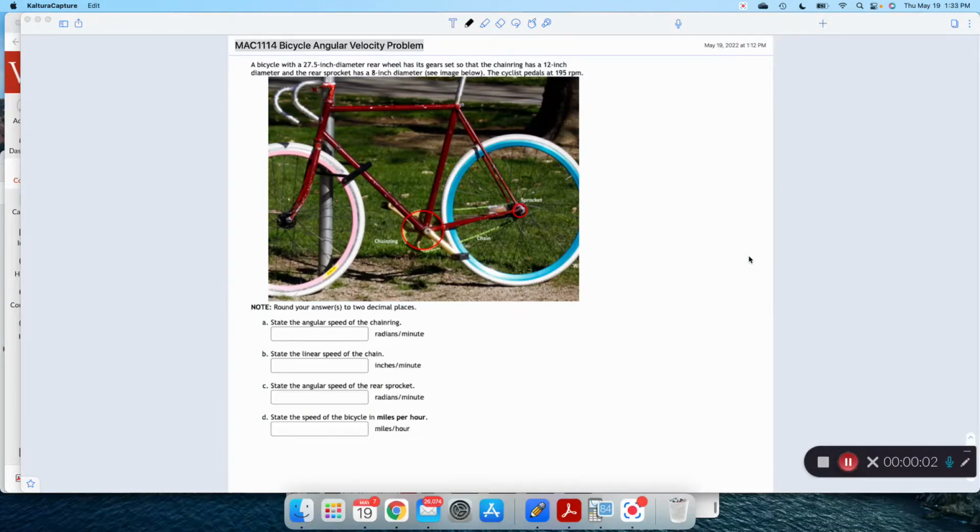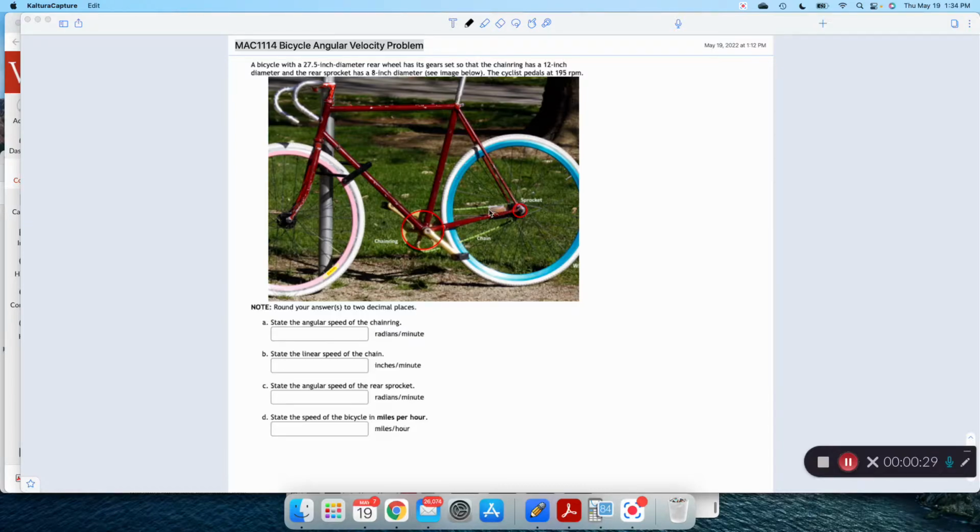Okay, let's take a look at this nice bicycle angular velocity problem. So we've got our bicyclist pedaling at 195 RPM. That's how fast the pedals are going around. That's an angular speed. We're going to convert that over into radians per minute. Just a simple conversion. Still an angular speed here for how quickly this chain ring is rotating.